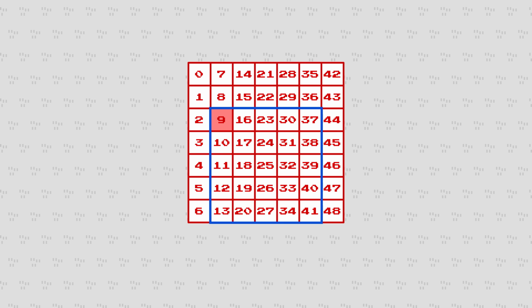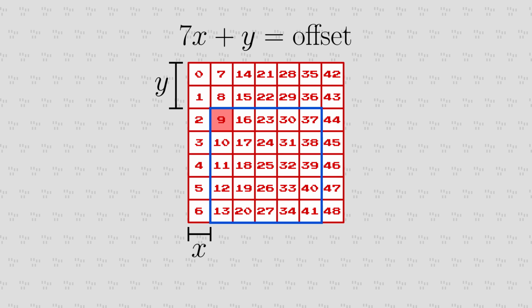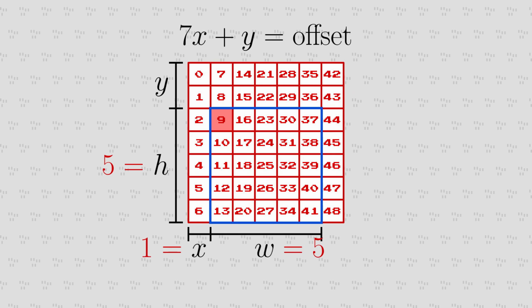We can find the index of the top left corner by finding the horizontal offset and the vertical offset of the smaller box in tiles. Then, if we multiply the horizontal offset by 7 and add the vertical offset, that will give us the tile offset we want. For example, if the smaller box were 5 by 5, we would want it to show up here. It has a horizontal offset of 1 and a vertical offset of 2. 7 times 1 plus 2 is 9, which is exactly the index of its top left corner.